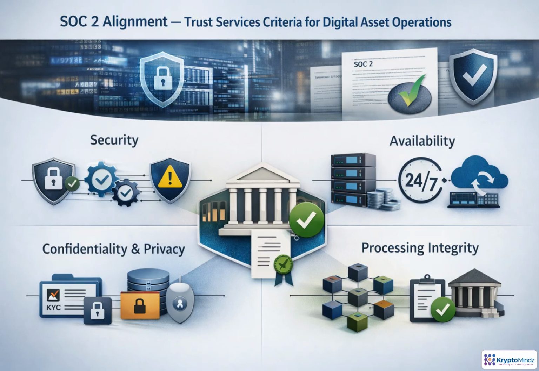SOC 2 gives institutions a common language for judging whether a digital asset platform is operationally trustworthy. Security asks whether access, changes, monitoring, and incident response are controlled. Availability asks whether the platform, nodes, backups, and continuity plans can support uptime. Confidentiality and privacy protect investor records, KYC files, and transaction data. Processing integrity confirms that issuance, transfers, settlement, reconciliation, and reporting are accurate and restricted as intended. The value is independent attestation, not self-assurance.